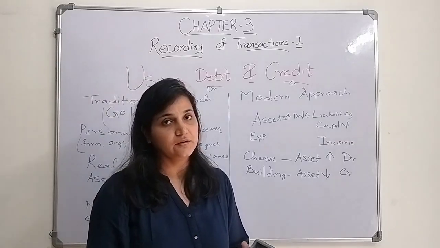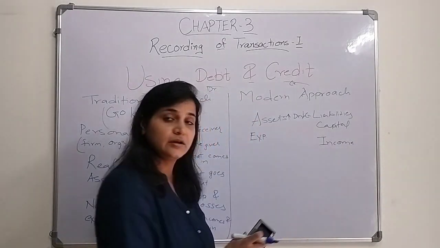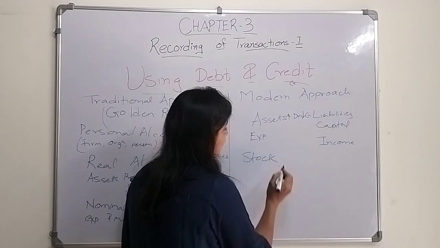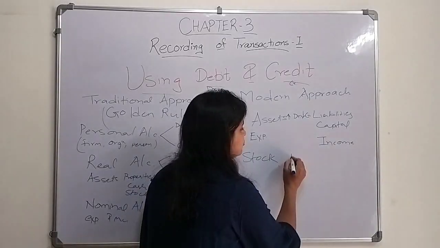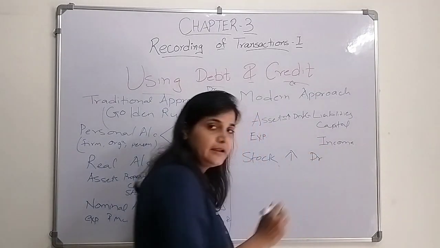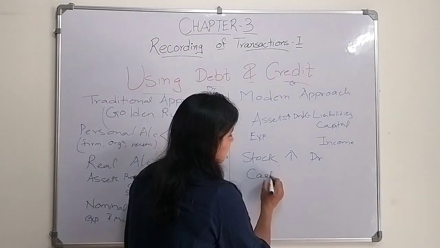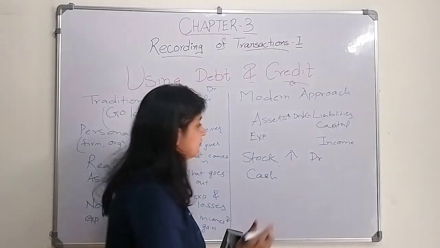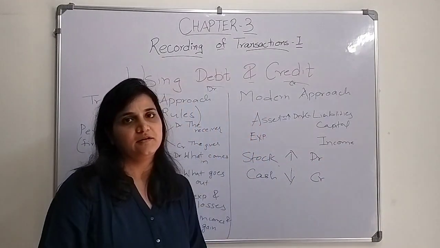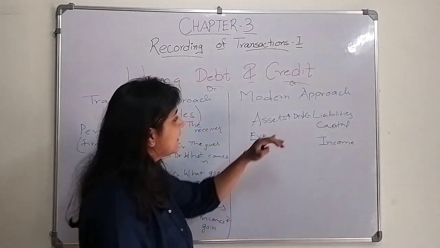I will credit it. Similarly, let's say I purchased stock. I purchased certain goods. What happens to stock? My stock increases, I will debit it. And I gave cash to that person. Cash is an asset. Cash decreases, I will credit it. Easy, no rocket science, right? So this is what it is about assets.